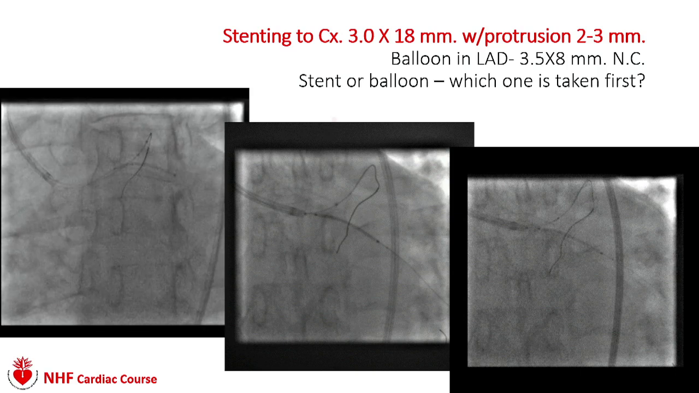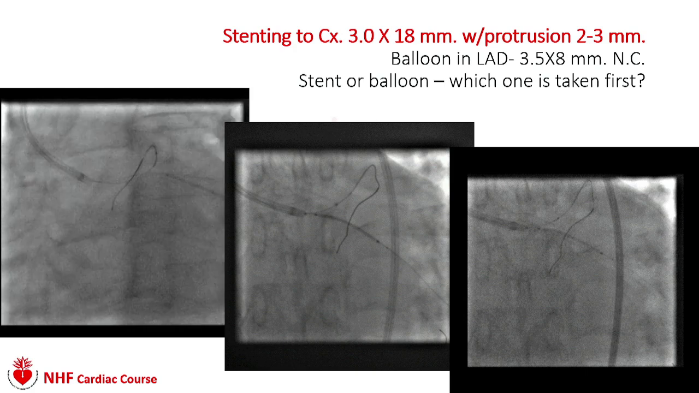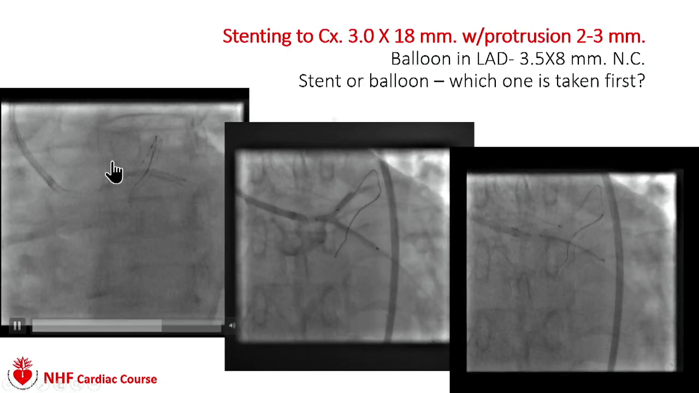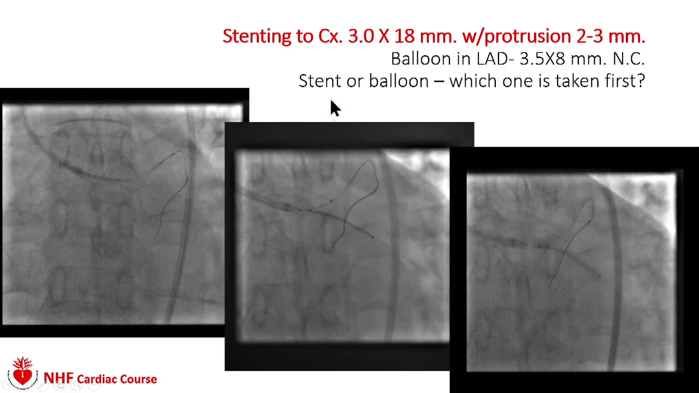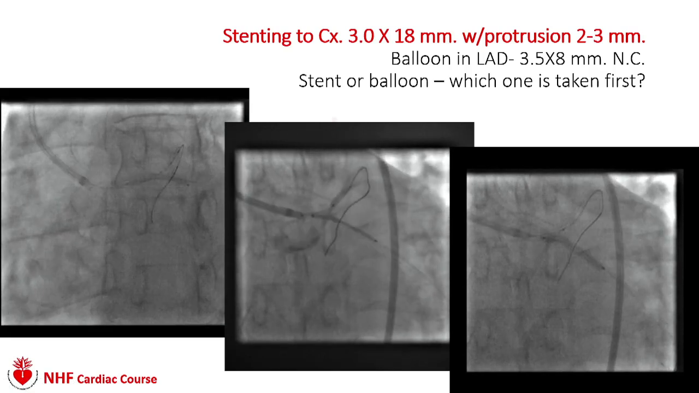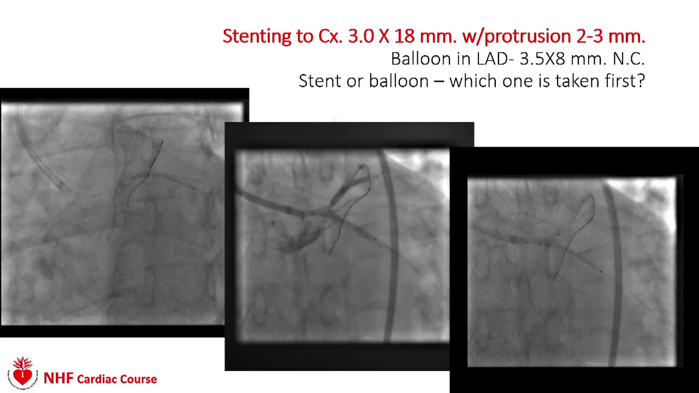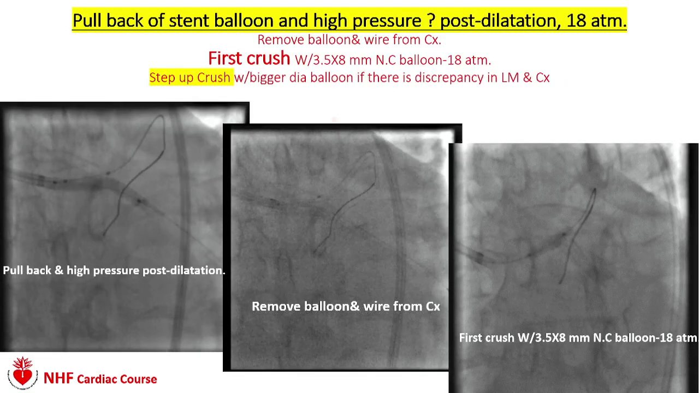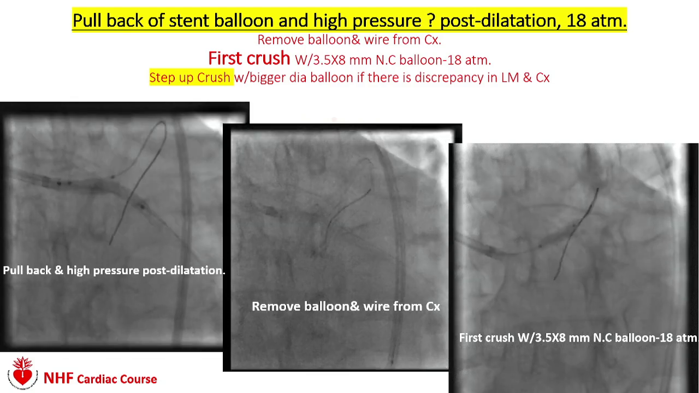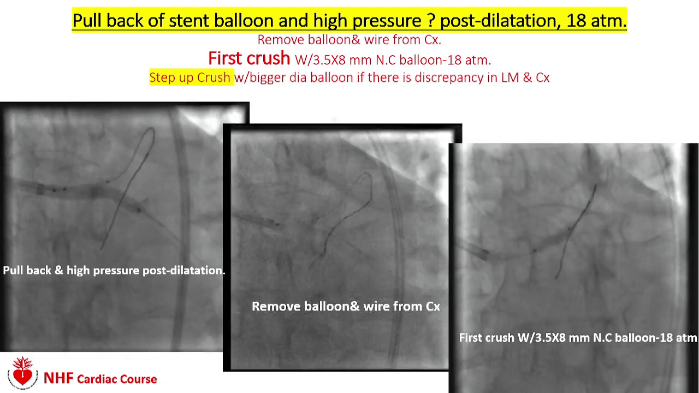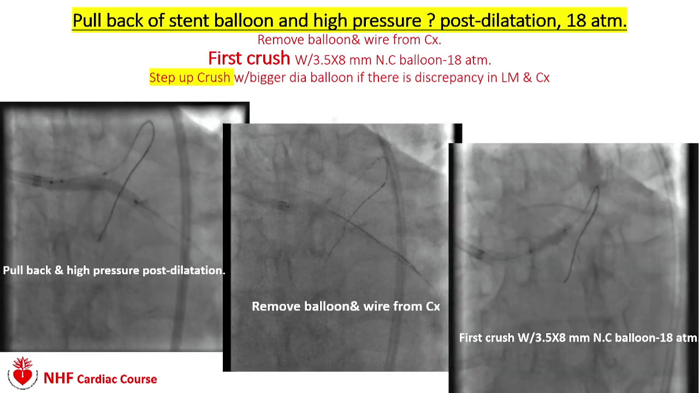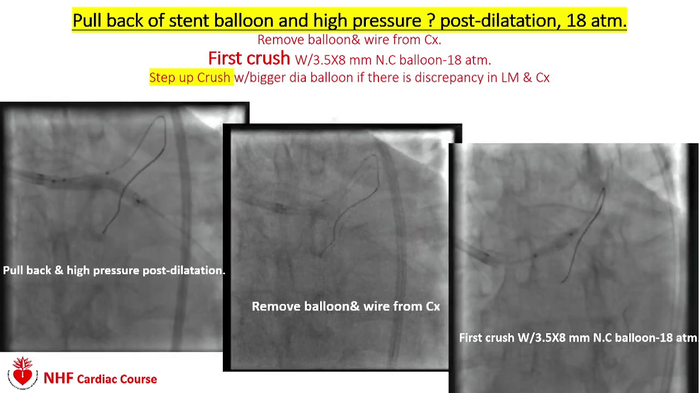So after pre-dilatation, we took the stent in the LCX, protruding about 2 to 3 millimeters in the left main, and a balloon in the LAD. There may be a question whether you take the balloon first or the stent first. I usually take the stent first, then take the balloon to the LAD. Then we do the pullback of the stent balloon and high pressure inflation. This is not essential. Sometimes somebody says it may affect the subsequent crush, so it is better not to do the pullback and high pressure expansion.